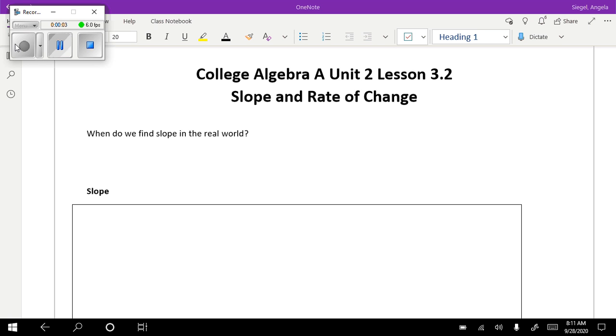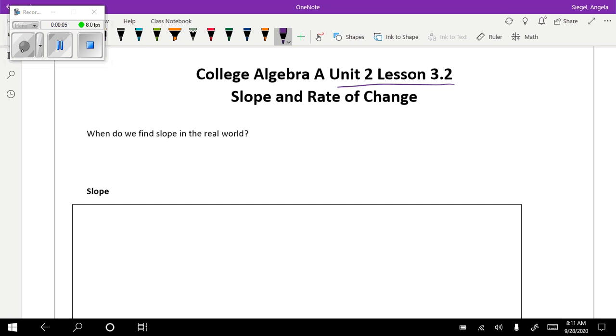Hey guys, today we are in lesson 2 in chapter 3 or unit 2, and we're going to talk about slope and rate of change. So this is going to be a complete review, so it shouldn't be anything too stressful. I think people try to make slope too mathy, and I mean it's slope if you just think about going up a hill or going down a hill. Like that's the basic premise of slope.